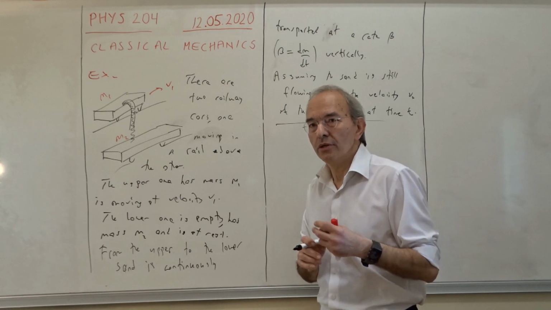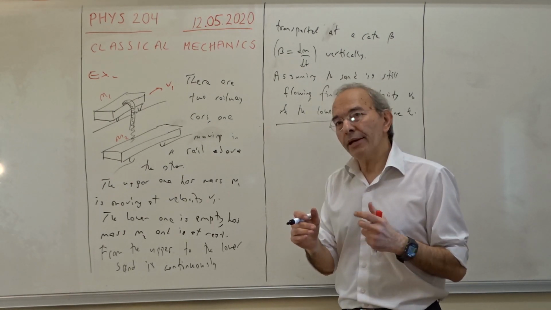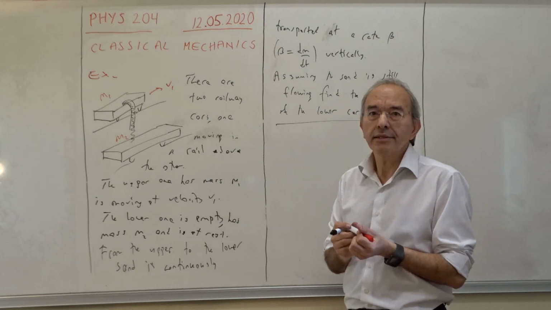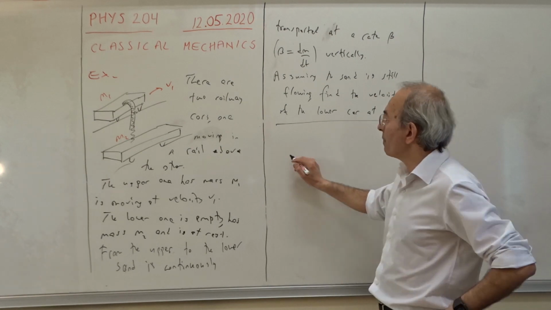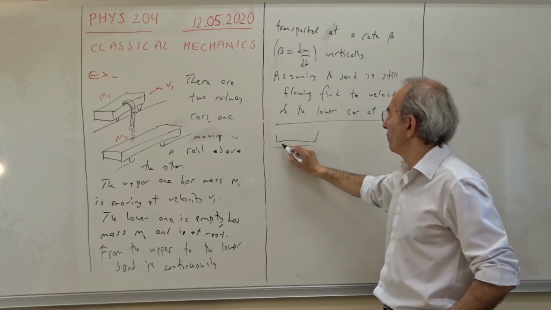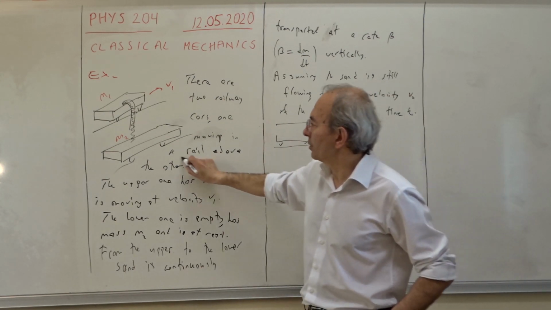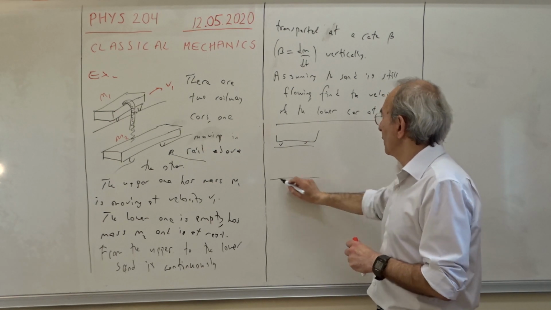It's a kind of conservation of momentum. Are we sure that we can apply conservation of momentum? Yes, we can apply it because there is no horizontal force applied. So what is happening in fact is this. There is an upper car. Let's look at it sideways. And the lower car.